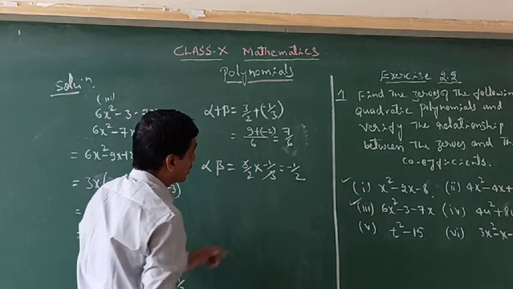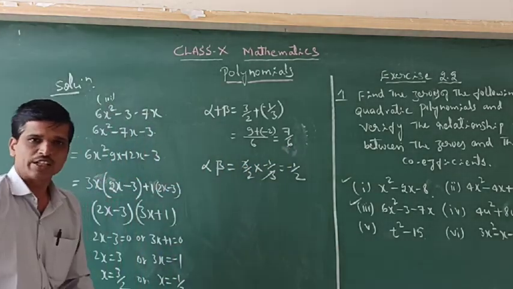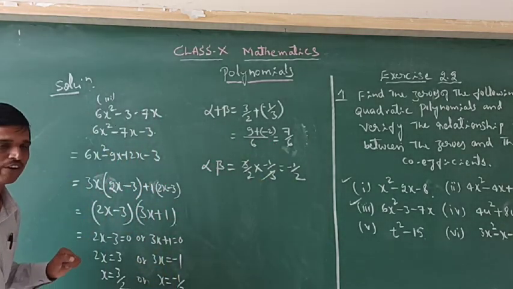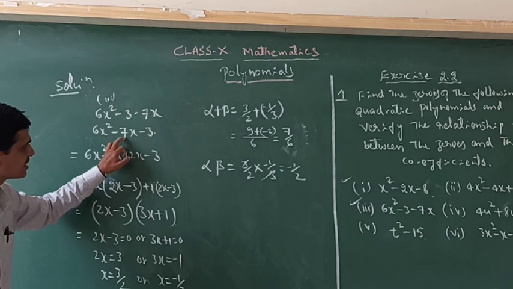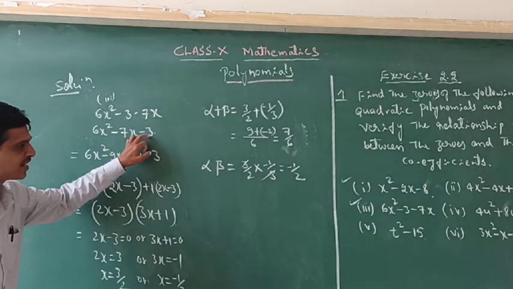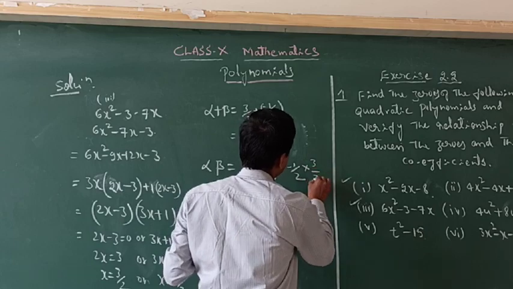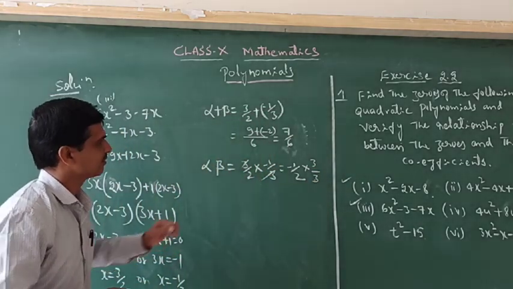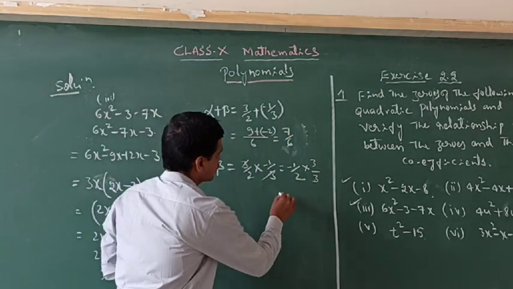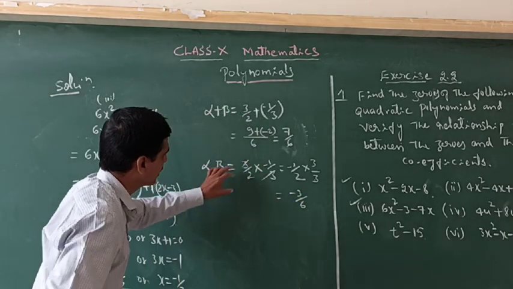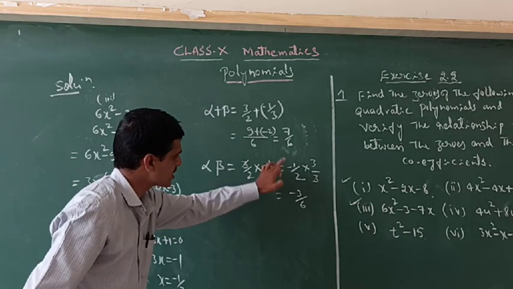Here 6, but we want to eliminate any one, either 6 or 2, because we require that A value is 6 and B value is 7 and C value is minus 3. So here we should multiply 3 and 3. That is why, instead of here, we can take down here. So what happened is minus 3 by 6. Now consider the sum and the product.